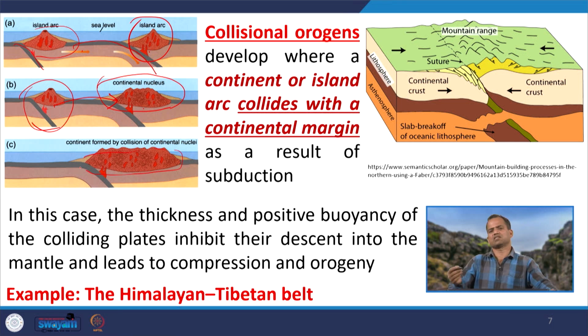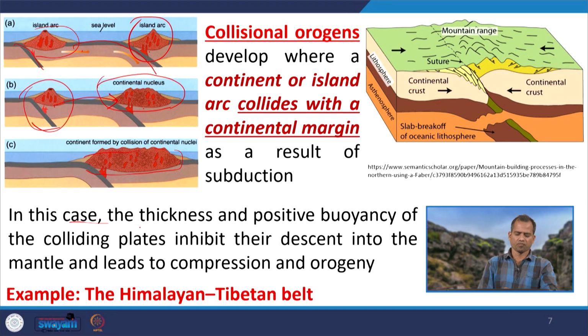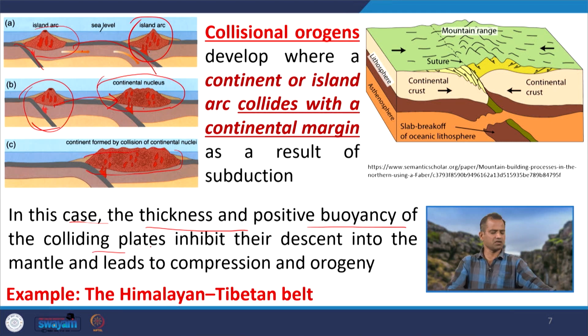So, this is how the continent started growing from the Precambrian to now, and that is called lateral accretion. If you remember our earlier class when we were talking about vertical accretion and lateral accretion, the vertical accretion is mostly responsible for the thickening of the crust and reducing the thickness of the mantle. However, the lateral accretion is the addition of different continental masses together, and they are separated by suture zones. So, in this case the thickness and the positive buoyancy of the colliding plates inhibit their descent into the mantle and lead to the compression and orogeny.